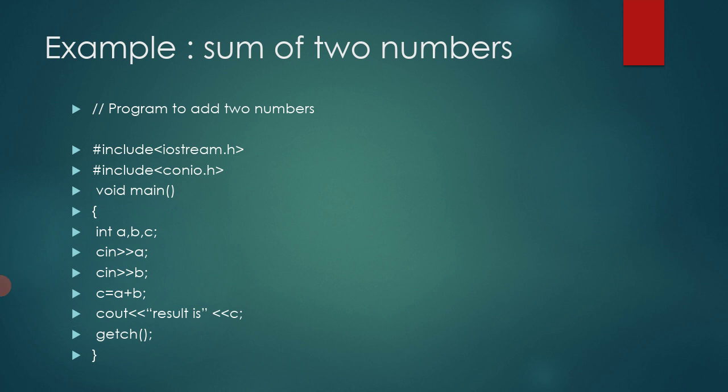So once we get the values of a and b, now we have to add these numbers and we have to transfer that result into the third variable. So for this, what we have to do is write the expression. So I have written the expression as a plus b is equal to c. Now the expression is c is equal to a plus b.